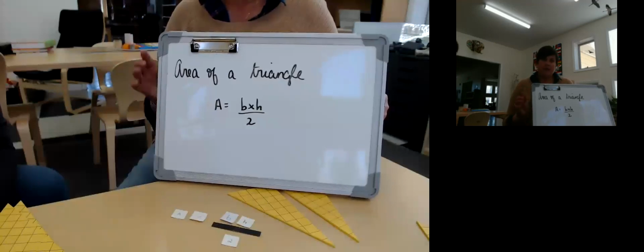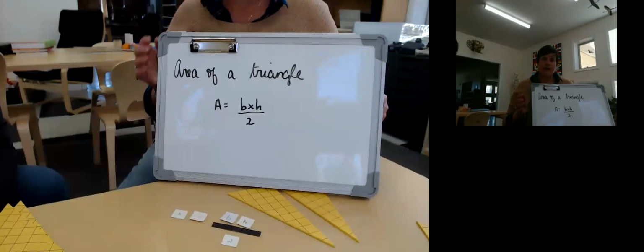And then to remember that you always record your answer in area in units squared. So if you have decided that you're going to go make a giant triangle in your yard and then measure it, and you're measuring in feet, then your answer will be in square feet. Or if you're doing it in yards, it'll be square yards.